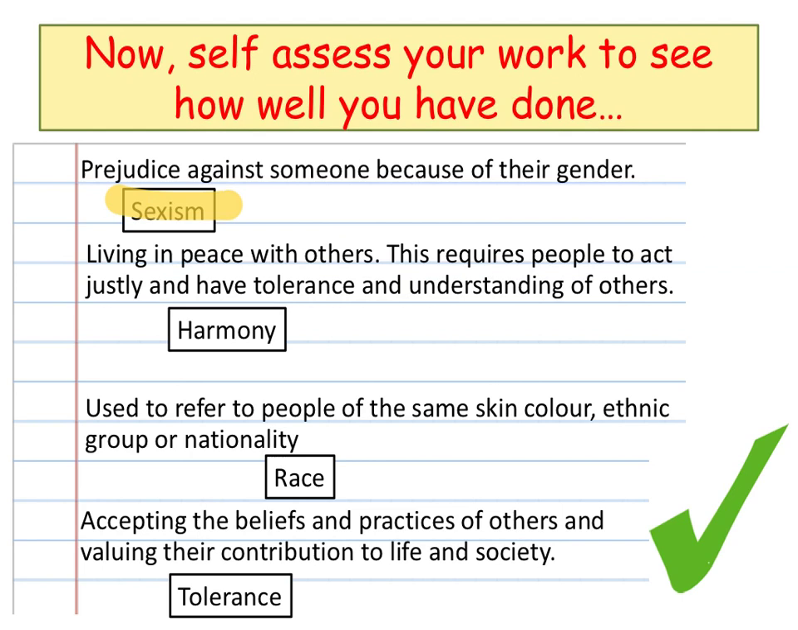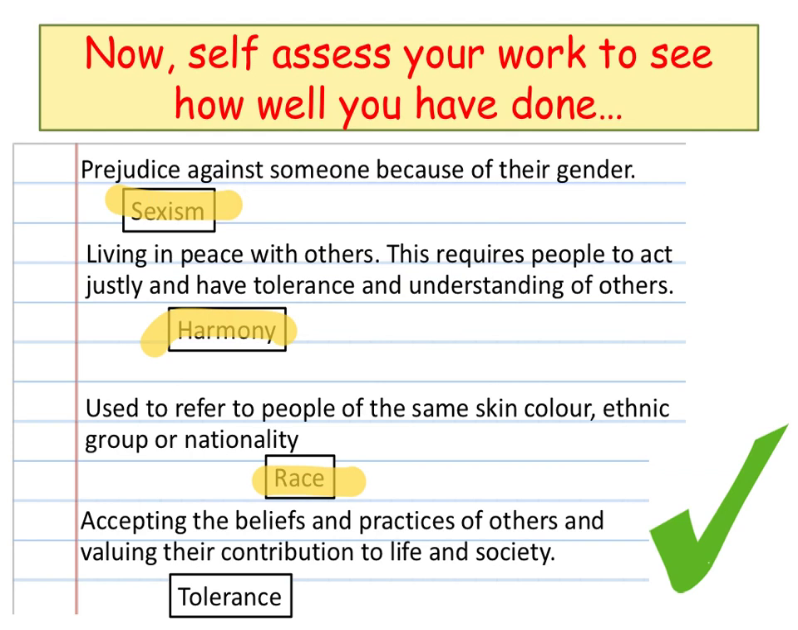Next one, living in peace with others. This requires people to act justly and have tolerance and understanding of others. This is harmony. So if you say people are living in harmony, it means that they're living in peace with other people. Next, this is used to refer to people of the same skin colour, ethnic group or nationality. This is the race of a person. Obviously, if people are being discriminated against because of this, then it's racism.